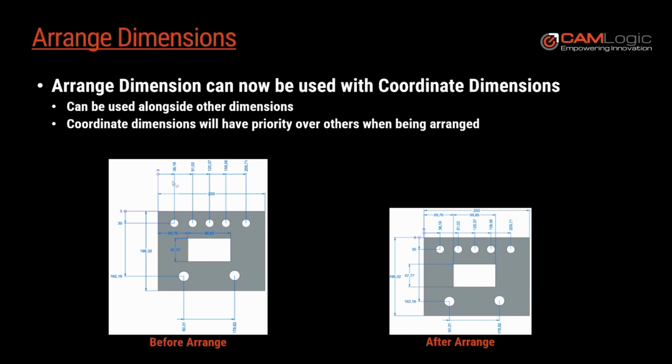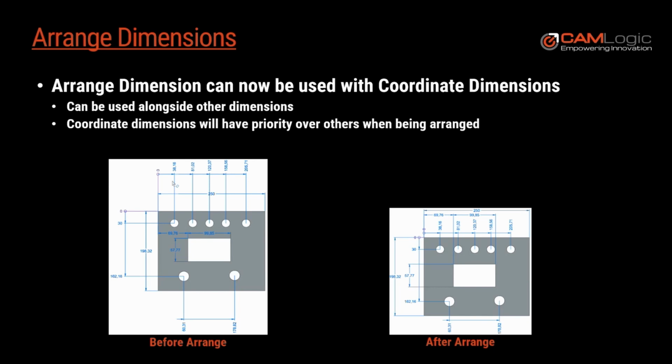another addition or command that's been enhanced was a range dimension. This was only usable previously with stacked dimensions. Now it can be used with coordinate dimensions. It also can be used with any model that has both. So if you have a combination of both coordinate and stacked dimensions, similar to this part here, it will arrange both.